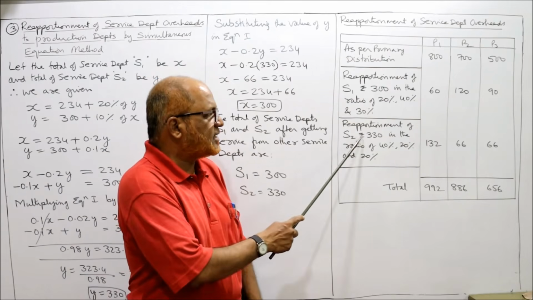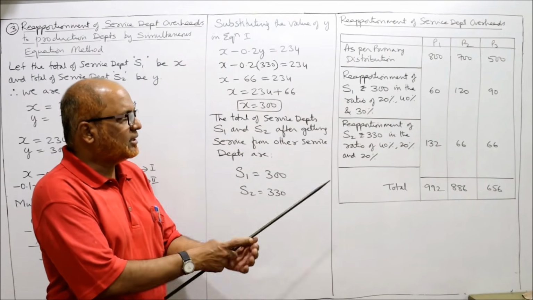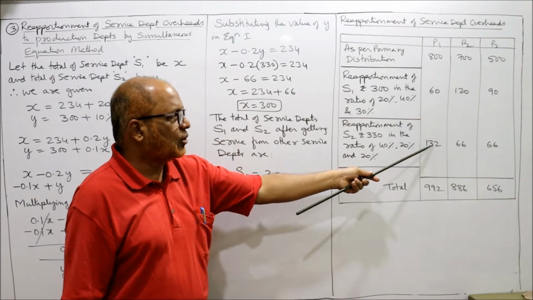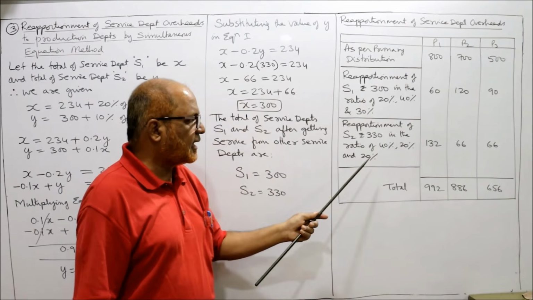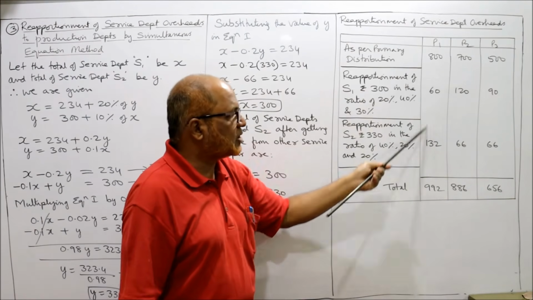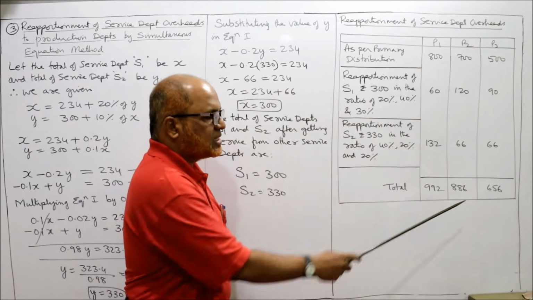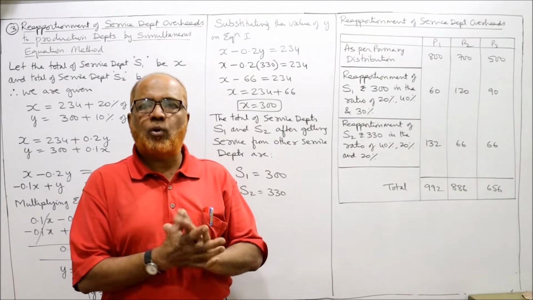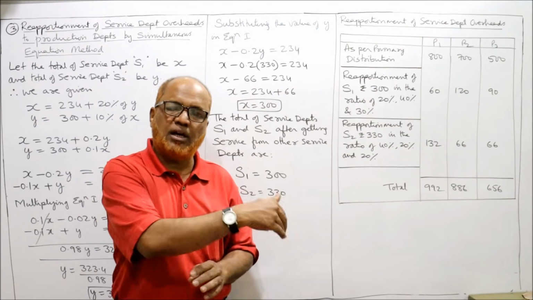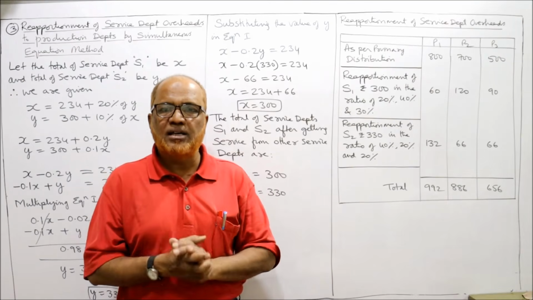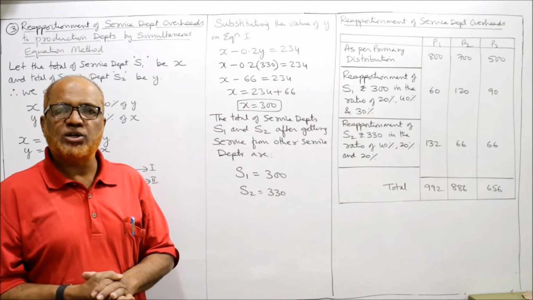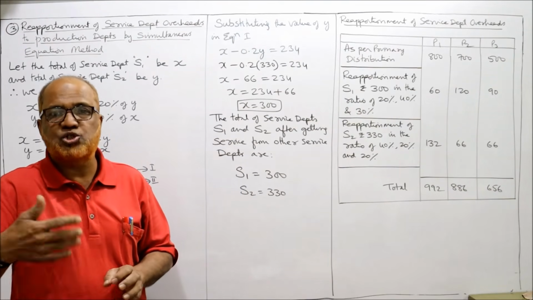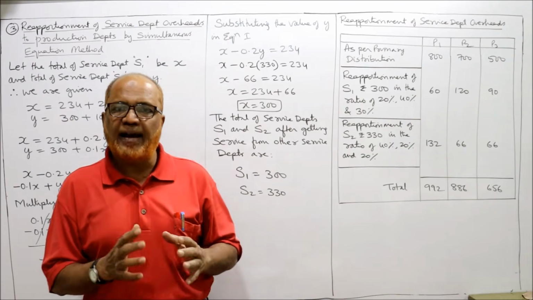Similarly, reapportionment of S2, 330, in the ratio of 40%, 20%, 20%. So 40% of 330, 132. 20% of 330, 66. Again 20% of 330 is 66. Take the total: 992, 886, 656. This is the total of P1, P2, P3 after reapportioning the service departments S1 and S2 in P1, P2, P3. This method is called simultaneous equation method. So comparatively, this method is more accurate than repeated distribution method. So this is the end of the problem.